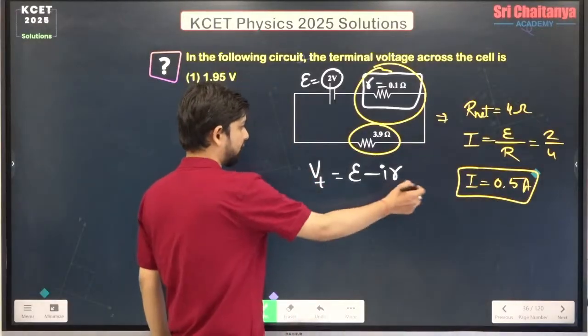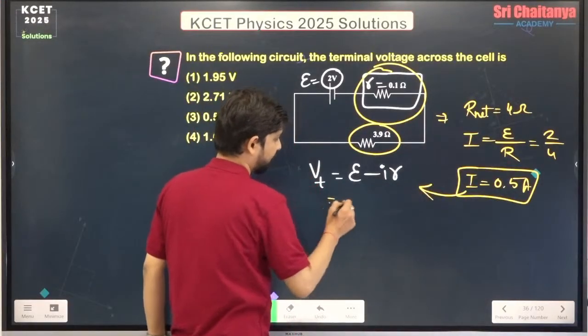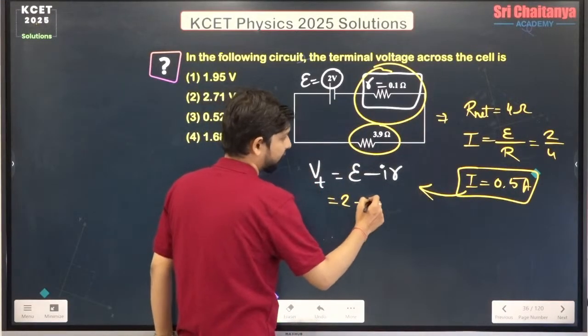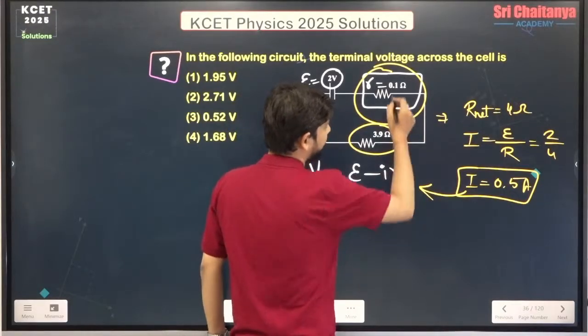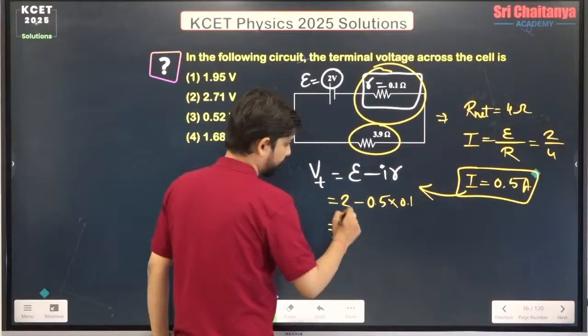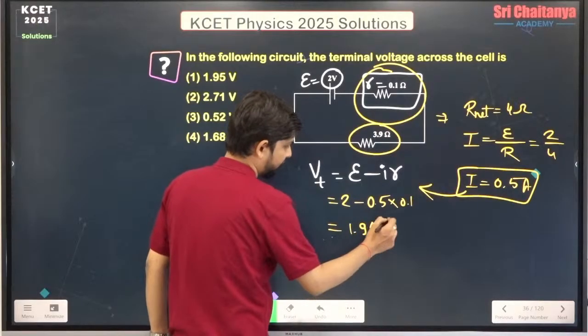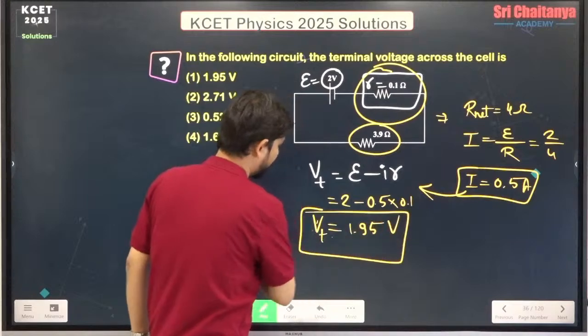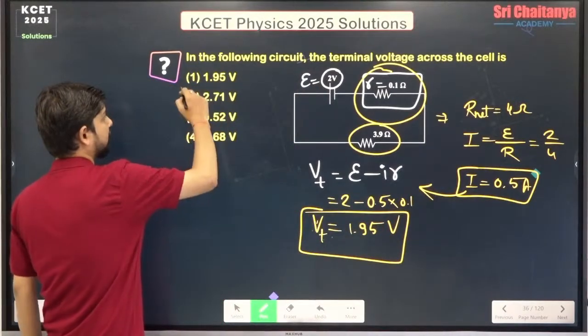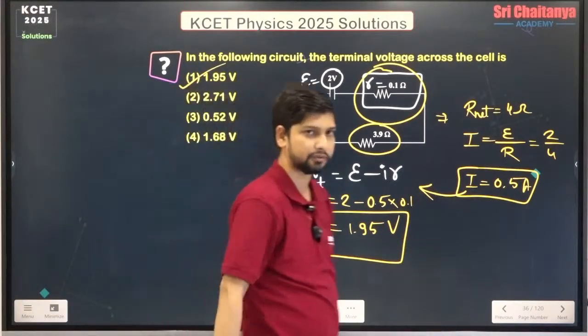Now we are going to put this value here. So E is 2 minus 0.5 into R, which is 0.1. If you subtract, you will get 1.95 volt. This is the terminal voltage across this battery, which is given in the first option.